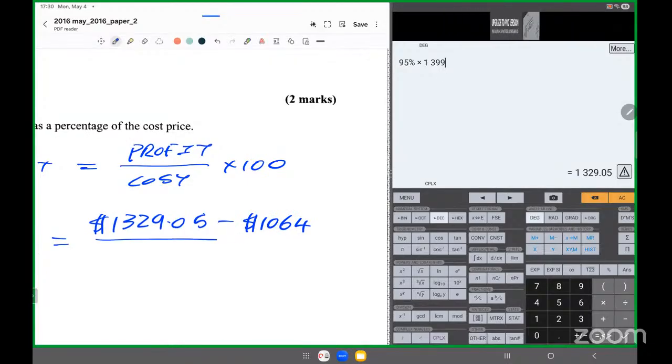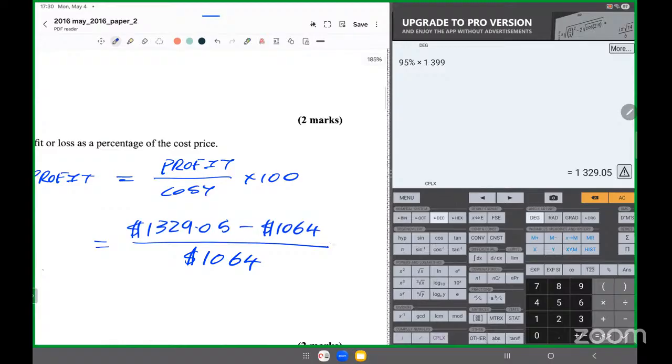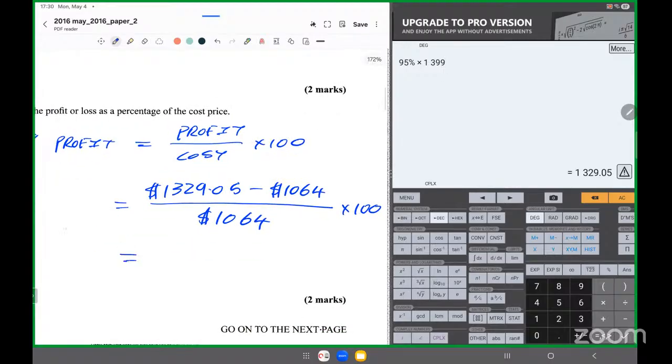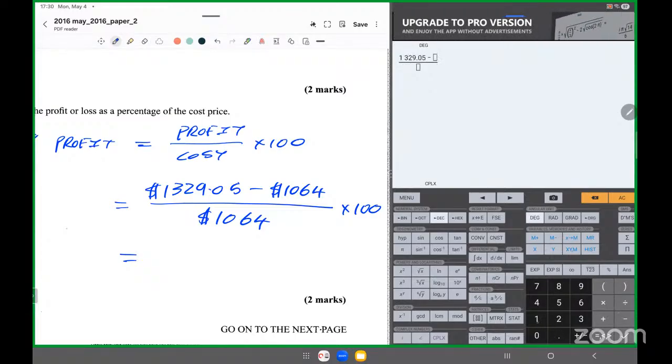And dividing that profit, I don't have to show the actual profit, and just work it in there. Divide by the cost price of the same 1064. To get that as a percentage, you multiply this now by 100 and then work that out. You're done. So it's a fraction: 1329.05 minus 1064, that's the profit, divided by the same 1064, multiplied by 100.